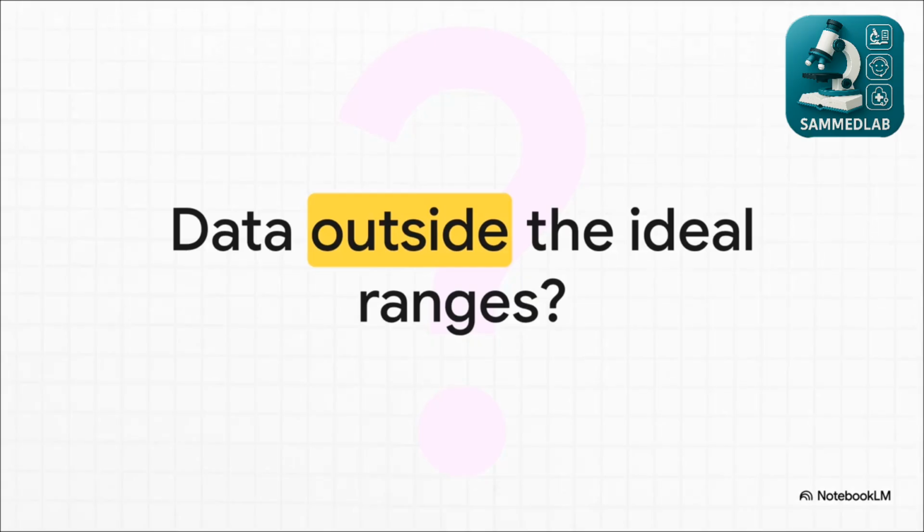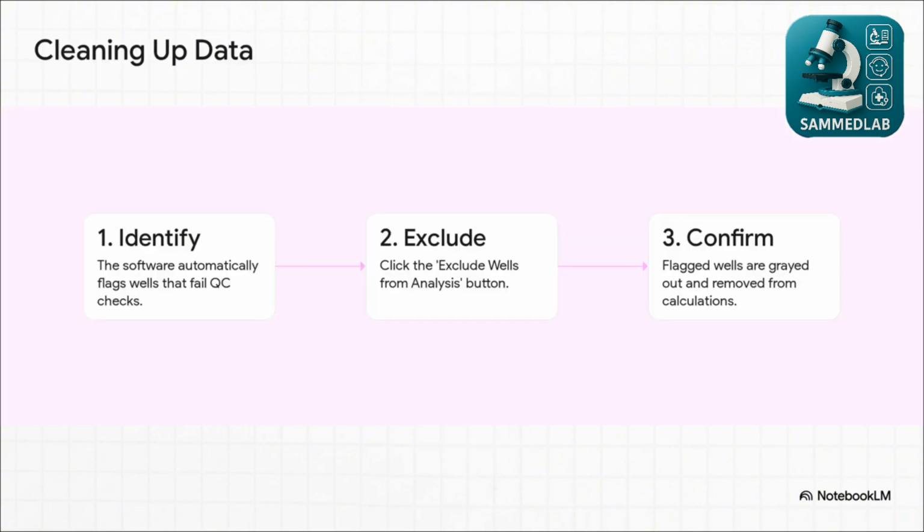But let's be real. What happens when your data doesn't hit those perfect numbers? You see an efficiency of 88% or a high standard deviation. It happens to everyone, but it doesn't mean you have to throw out the whole experiment. And this is where the software really helps you out. It makes cleaning up your data so simple. It automatically flags any wells that fail these QC checks for you.